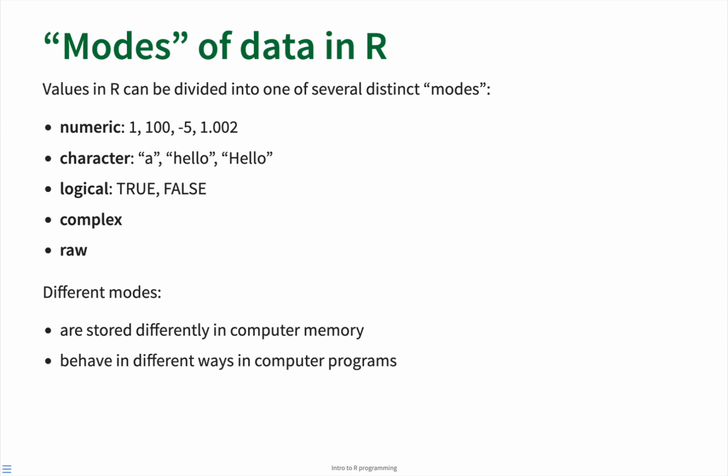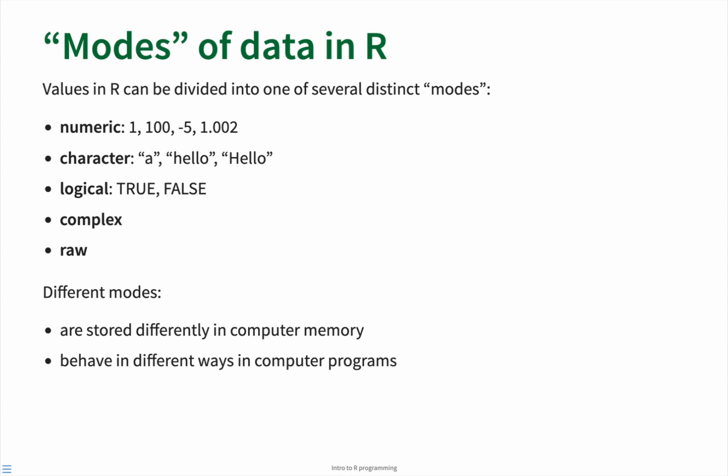Values in R can be divided into several different types of data, or modes. We've already seen the first two in this list, the numeric data, which can be numbers. These can be negative numbers as well as positive. They can be decimal numbers. We've seen character data, where we have strings of letters and symbols between quotation marks. We also have logical data, which is the values true and false.